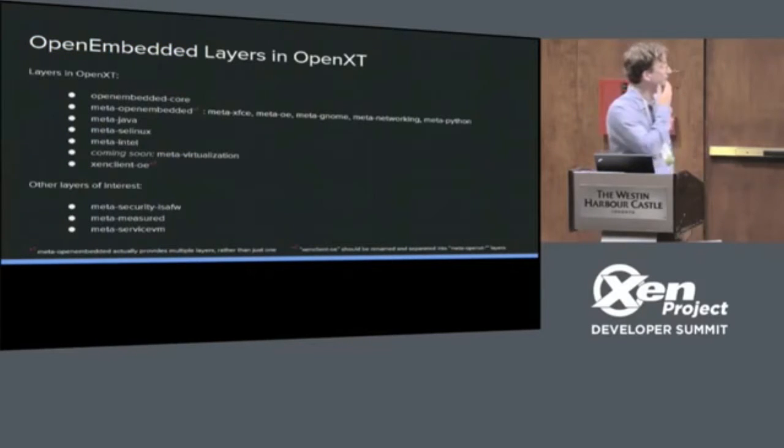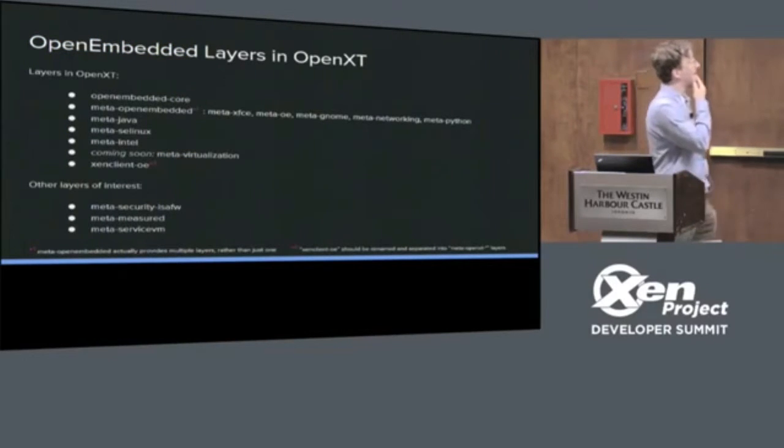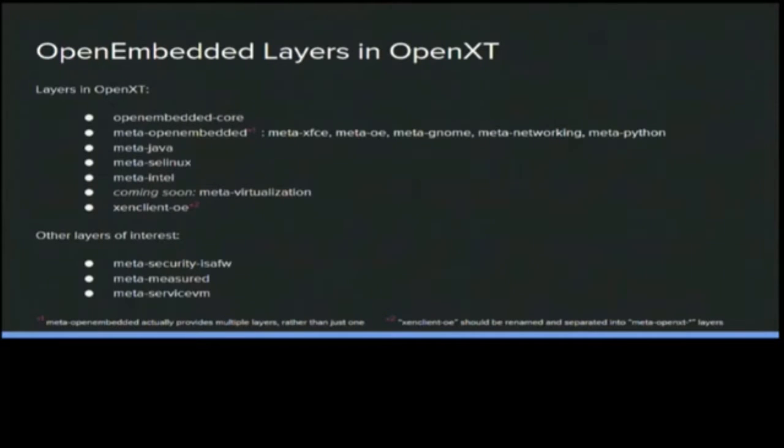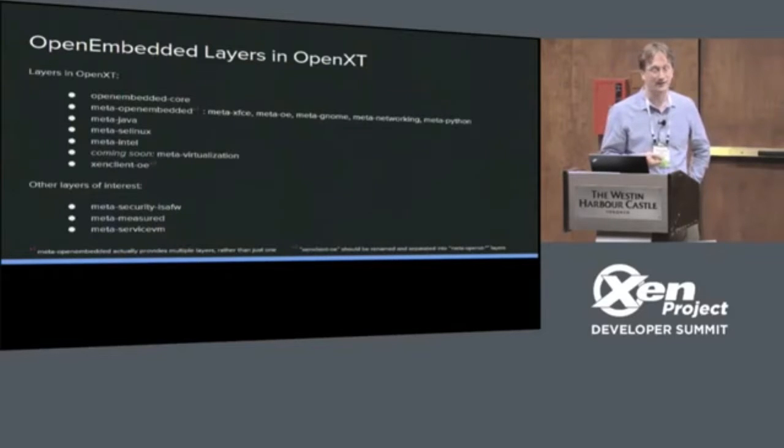So this is a quick tour of the layers that are currently in an OpenXT build. The ones at the top are largely the standard OpenEmbedded layers, where very familiar software from any Linux distro would be found. Further down the list, it gets a bit more interesting. SELinux builds in the toolchain that we use for SELinux. Meta Intel is a recent introduction that carries the Intel microcode.